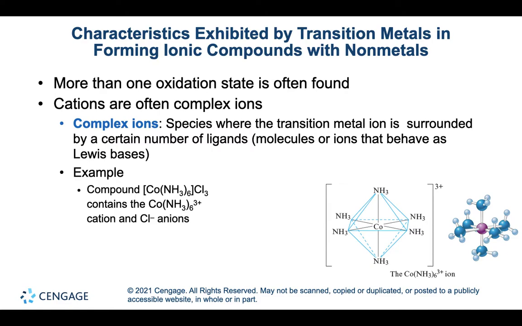So typical example compounds could be something like [Co(NH3)6]Cl3, and we put that in brackets because that is the complex ion. It has Co(NH3)6 3+, and then it's bonded to 3 Cl- ions, which are your anions. So you have your cation Co(NH3)6 3+, and then you have your anions, which are 3 Cl- chloride ions. And that is an ionic compound. Very complicated ionic compound.